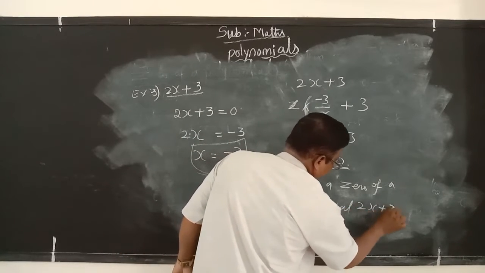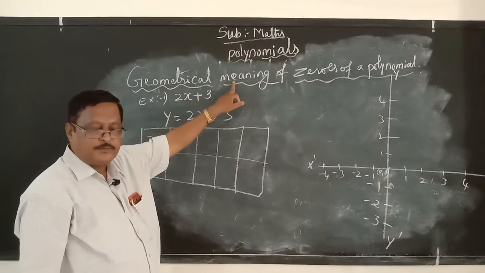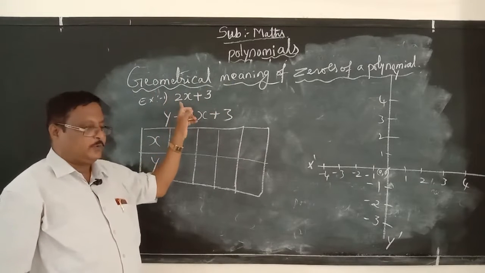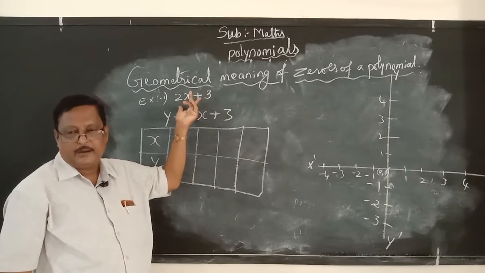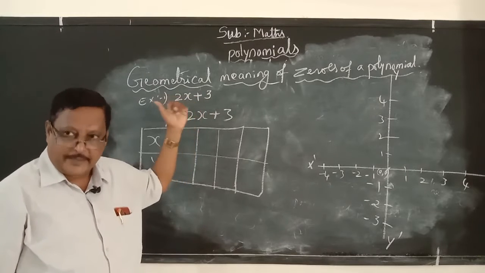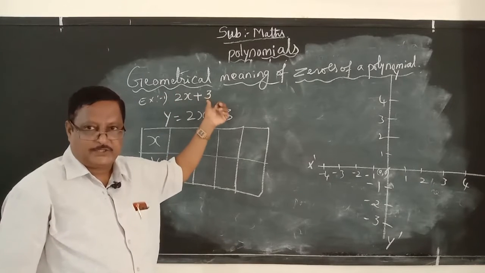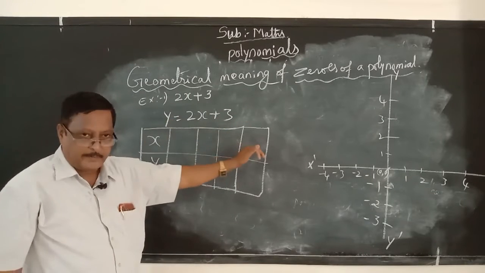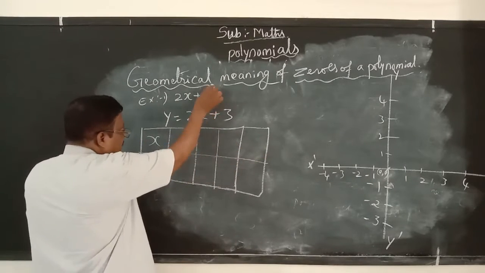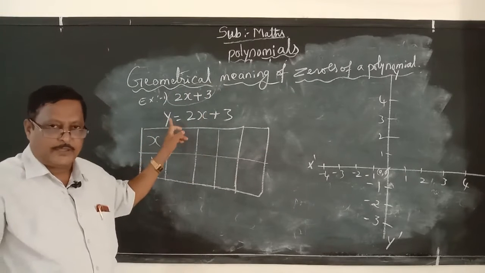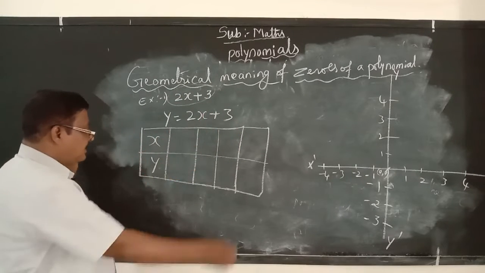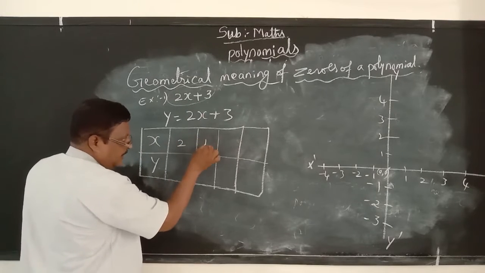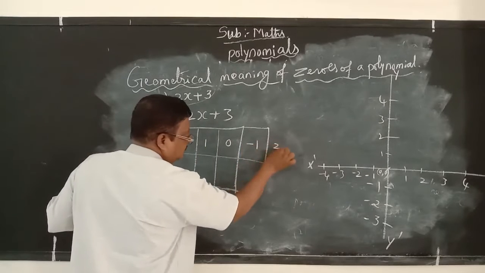Next, geometrical meaning of zeros of a polynomial. What is the geometrical meaning? Suppose the example 2x plus 3, a linear polynomial. Find the value of x, or find the zero of this polynomial by using a graph. Here this is the table. The given polynomial is y is equal to 2x plus 3. Here the x values are 2, 1, 0, minus 1, minus 2.